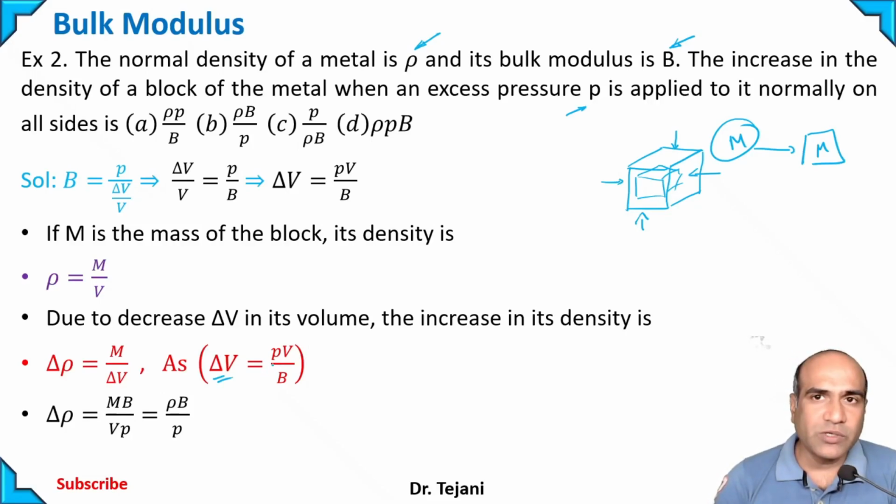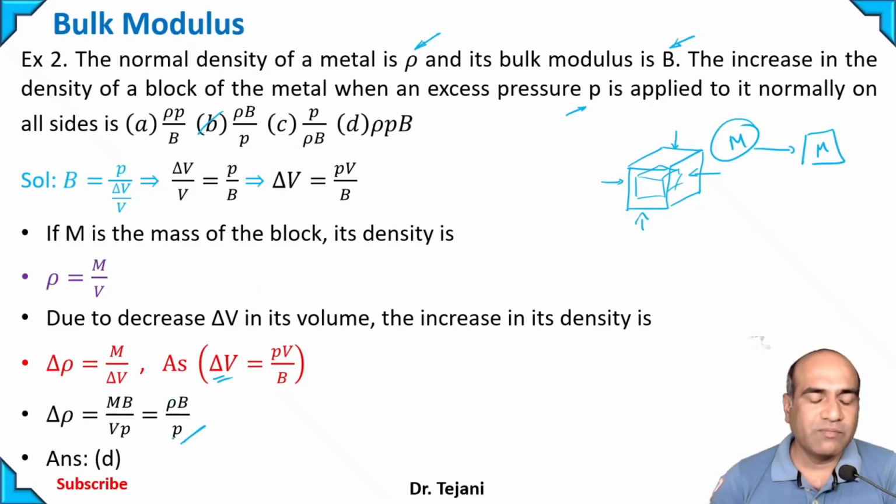So ultimately, what is our solution? Mass by volume becomes density, so delta rho is rho P divided by B. That is our answer, option B. It is not D, the correct answer is B.